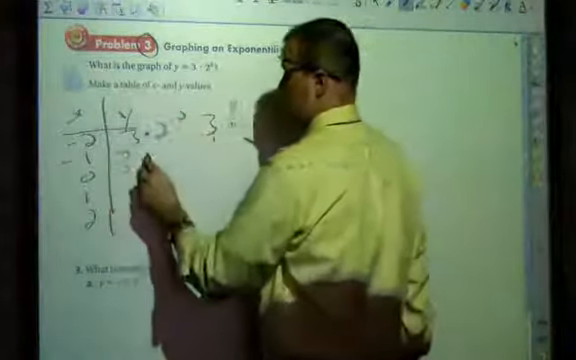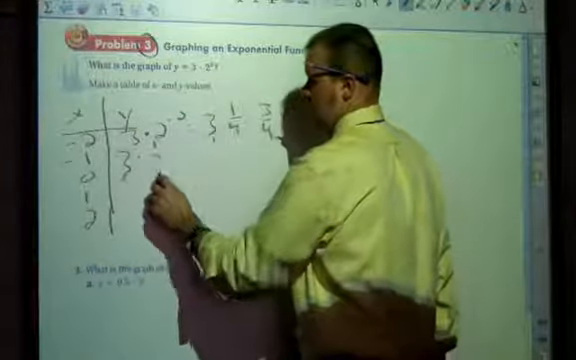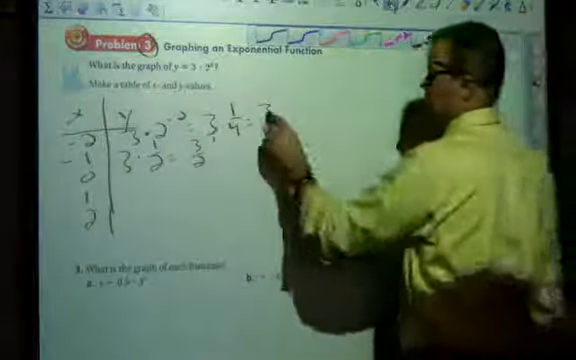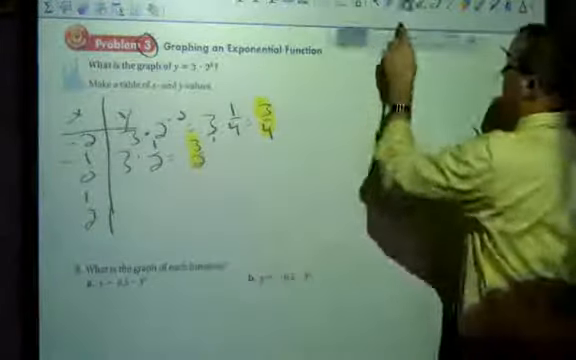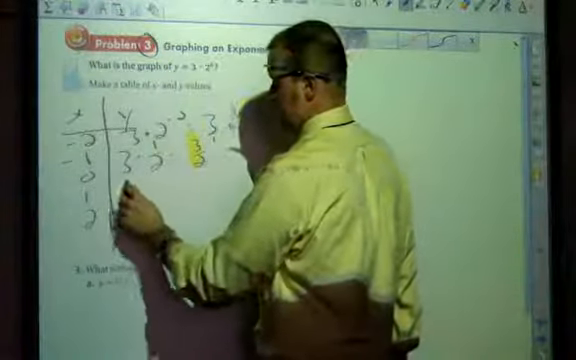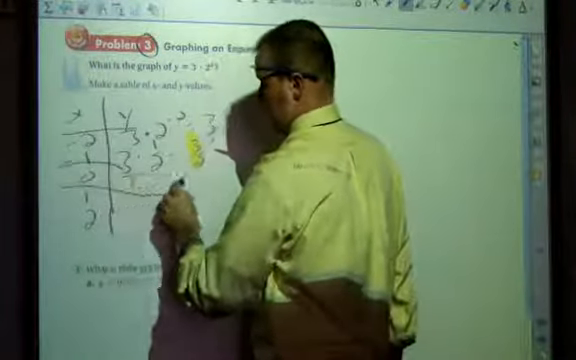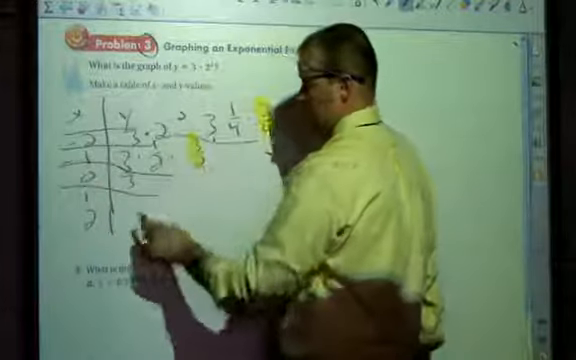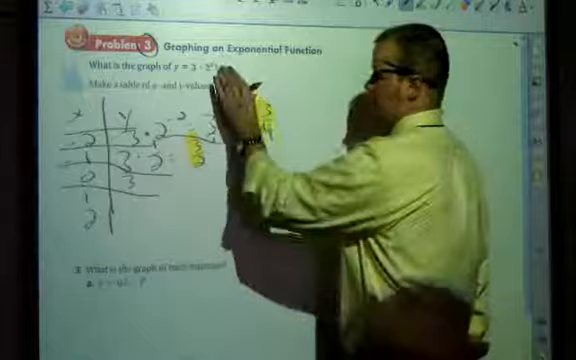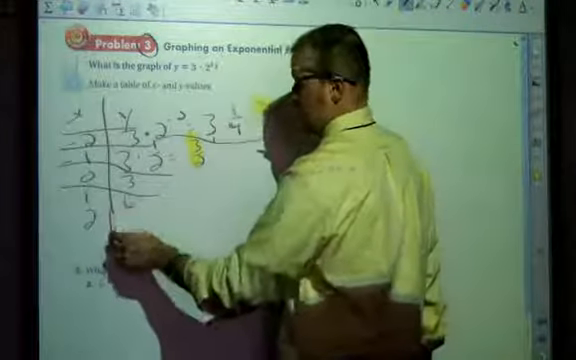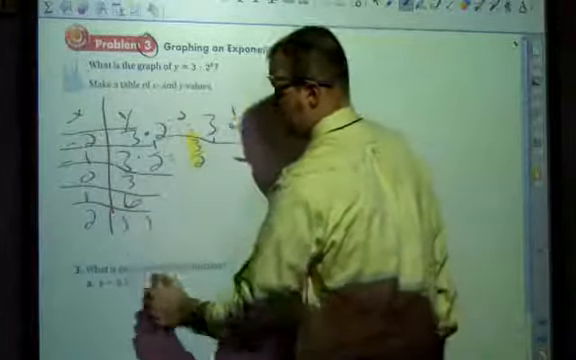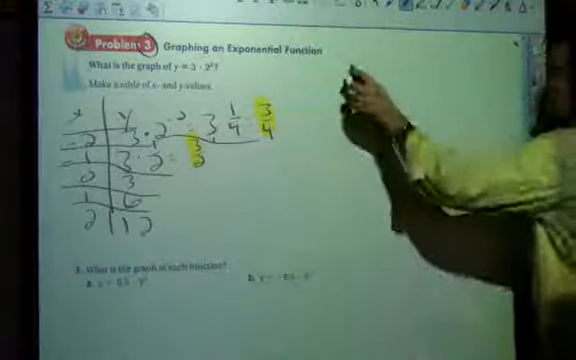So I start to get an idea of what's going on here. 3 times 2 to the -1 is 1/2, so that's 3/2. I'm going to start to highlight the actual ordered pair that I'm after here. If we plug in 0, anything to 0 is 1, so now I got 3. If we plug in 1, 2 to the first is 2, and 2 times 3 is 6. And 2 squared is 4, 4 times 3 is 12. So we get an idea of what's going on.